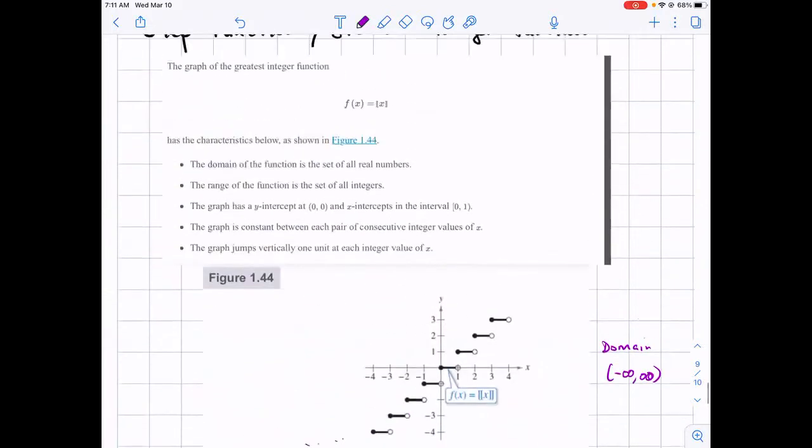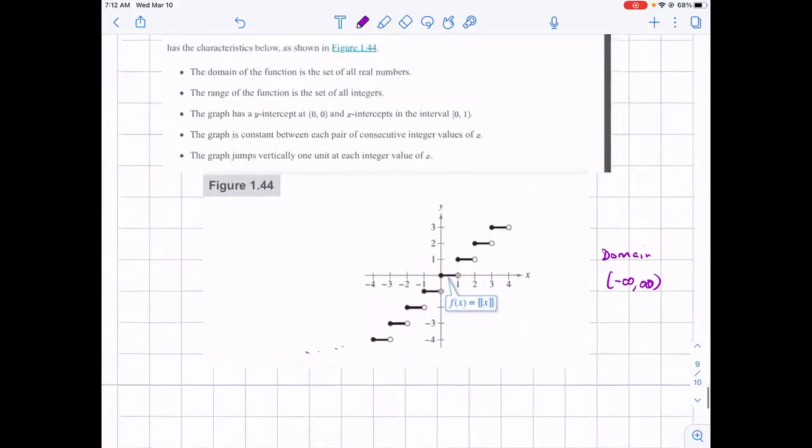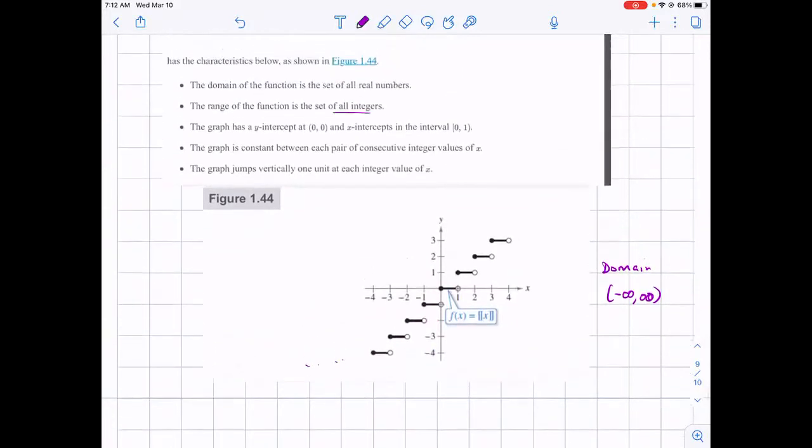Now the range is not the case because the range only exists for every integer, okay? And that's why we say here that the range is the set of all integers. There is a y-intercept at 0, 1, okay? The graph is constant, so notice that.